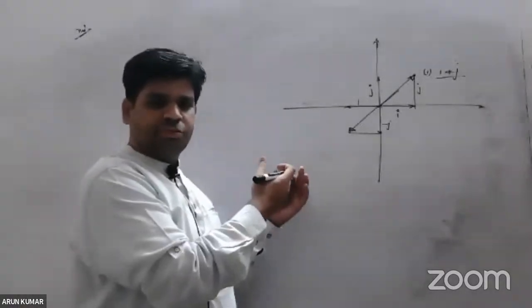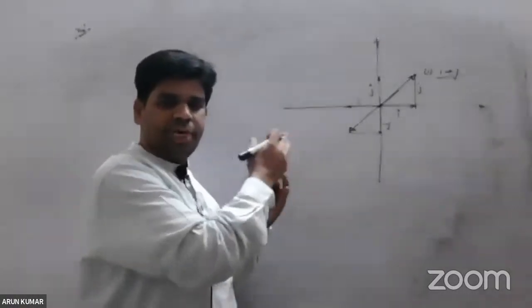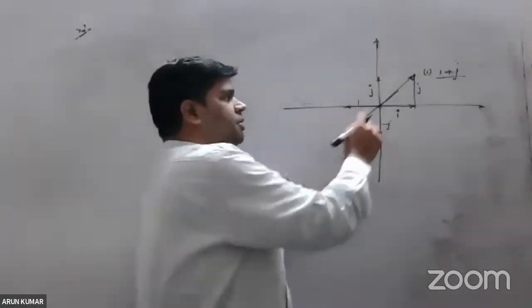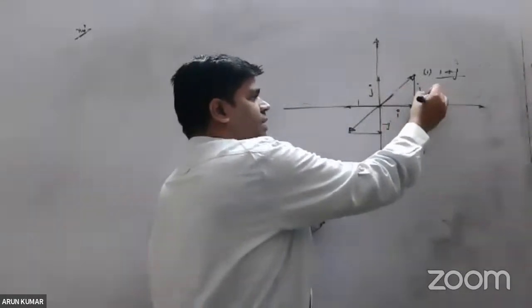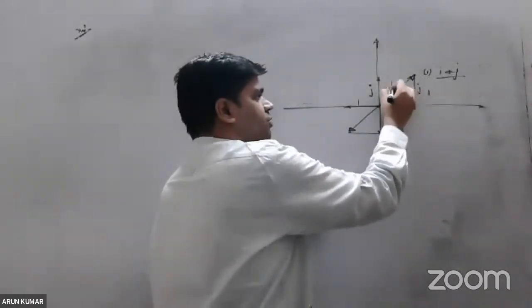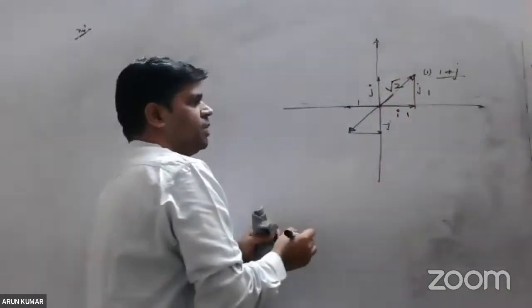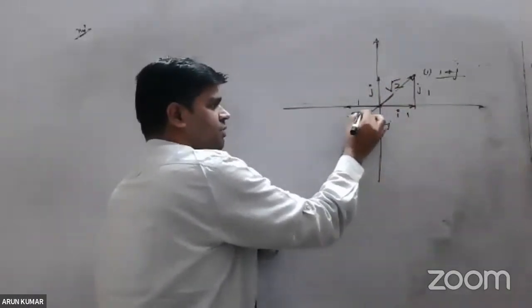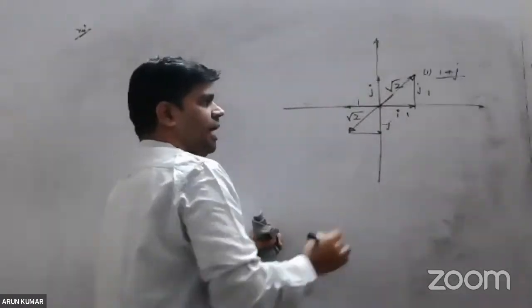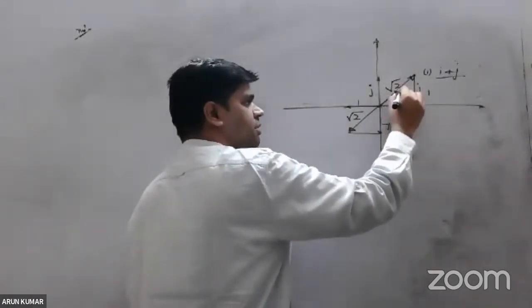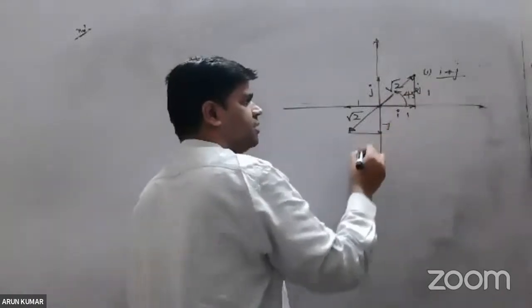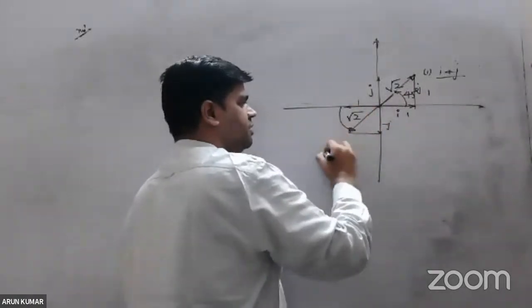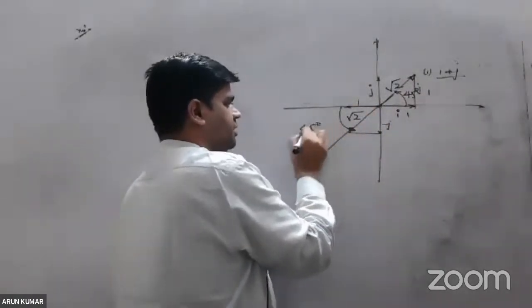What is the magnitude? From Pythagoras theorem, I can write 1 square plus 1 square under root, which is root 2. This is also the same thing, 1 square plus 1 square under root, which is root 2. But the angle over here would be 45 degrees with positive x-axis. This is angle 45 degrees with negative x-axis.